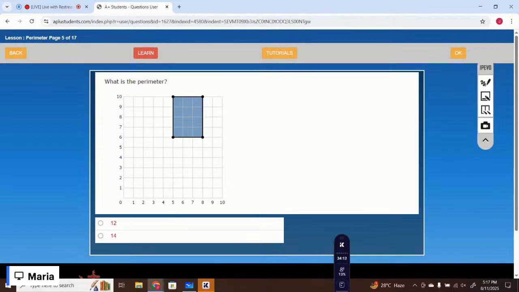What is the perimeter? That is 14. Option number 2 is the correct option.